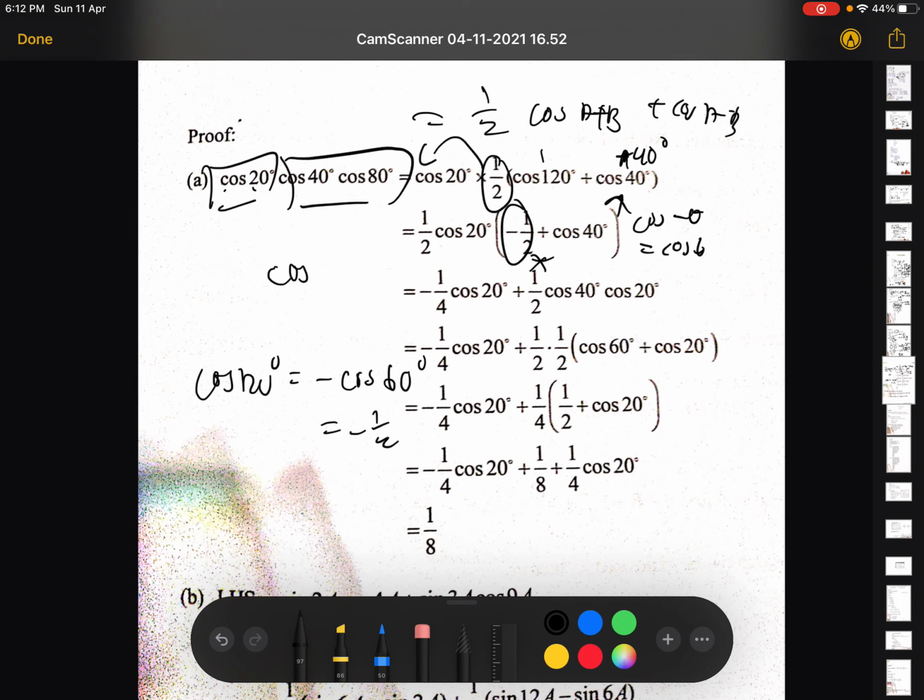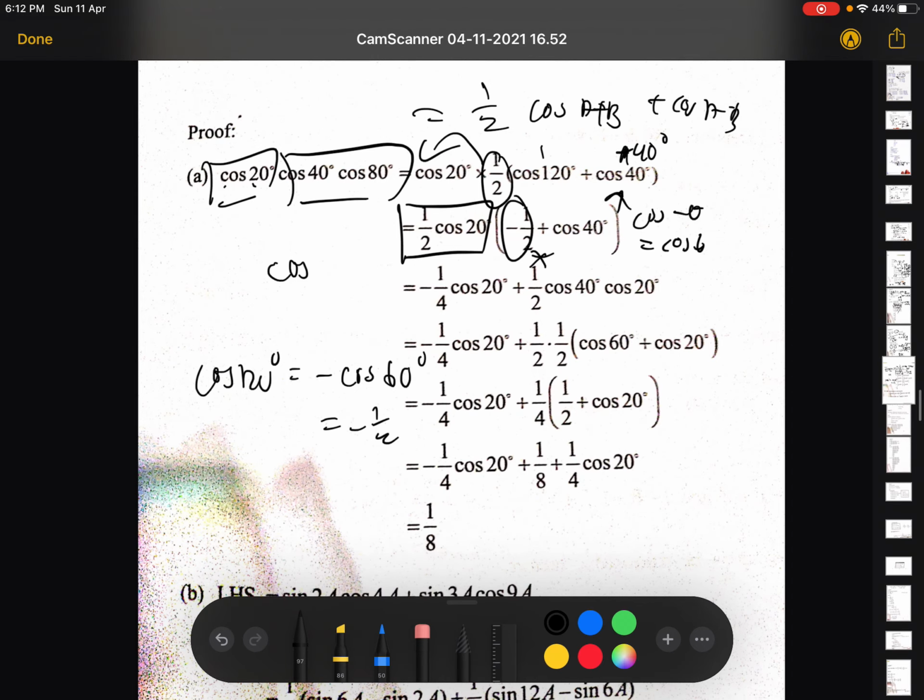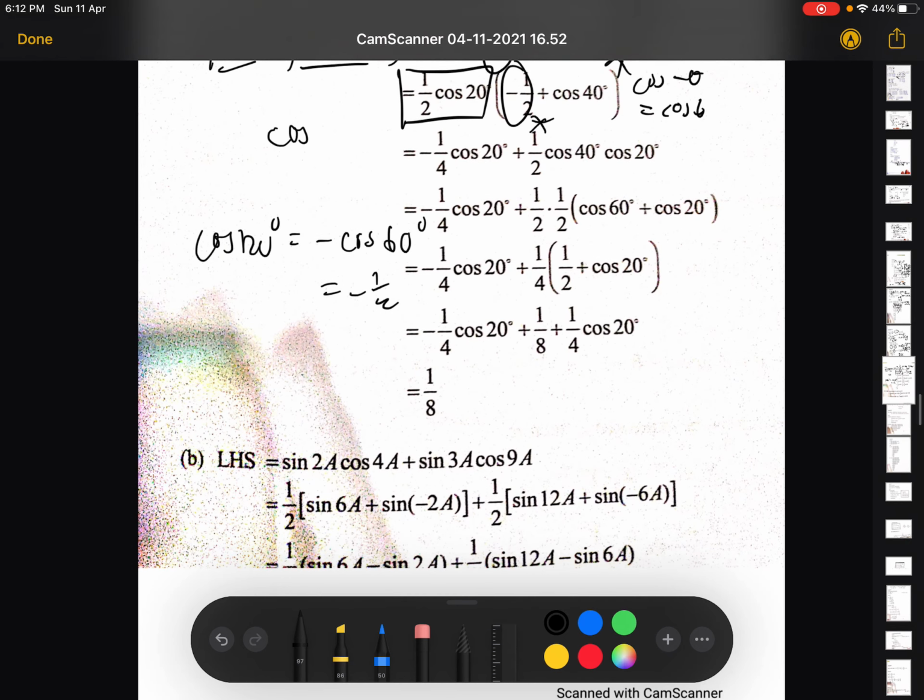Where did this 1 over 2 go? It got multiplied into here, so that's why it is 1 over 2 cos 20. And after that, I multiply it in. Then you will see that it is 40 and 20.